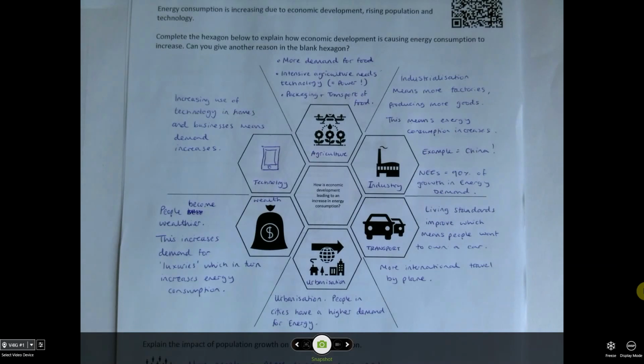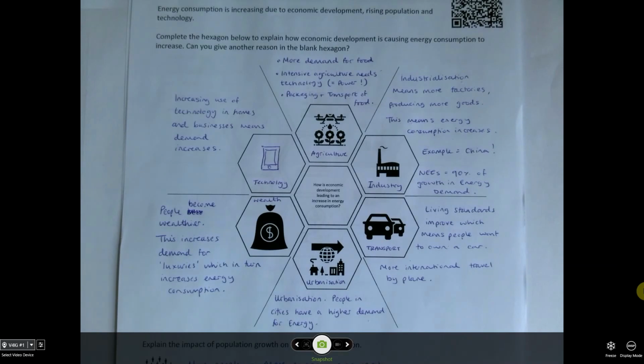Essentially, as people get richer and as countries get richer, people want more luxuries. Those luxuries might seem quite trivial to you or I, like a washing machine or a television, but all of those things use energy, and therefore that is going to push up the demand for energy, and therefore energy consumption is going to rise to meet that demand.